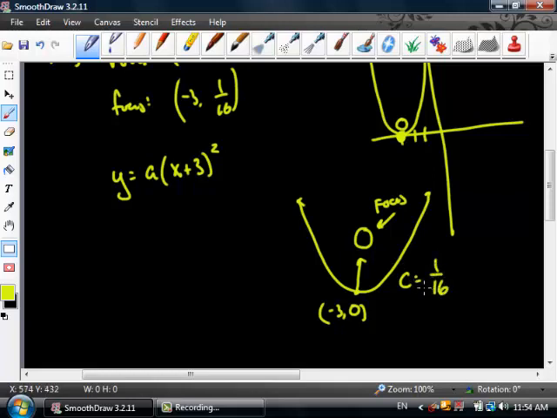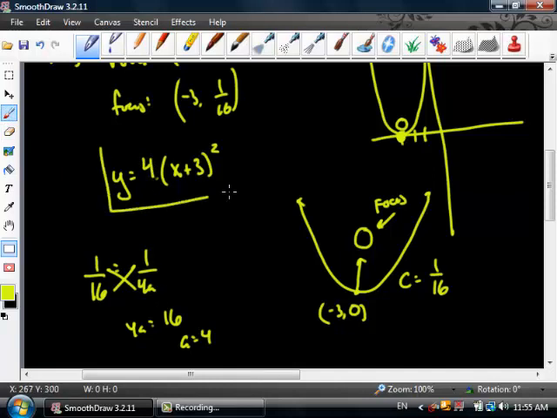A lot of people missed this one on the quiz, by the way, because they thought A was the distance. It's C. So, we take 1/16 equals 1 over 4A. Cross multiply, 4A equals 16, A equals 4, which means that this here becomes 4. All right, let's keep moving here.